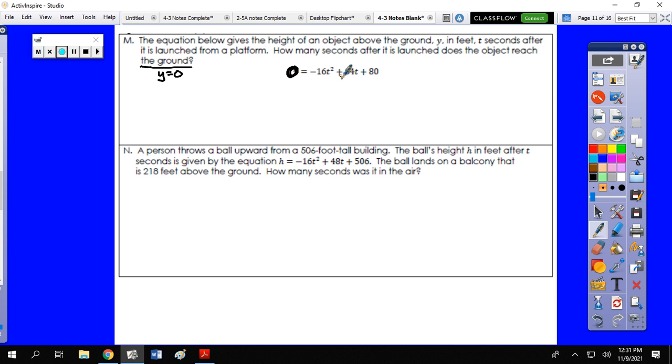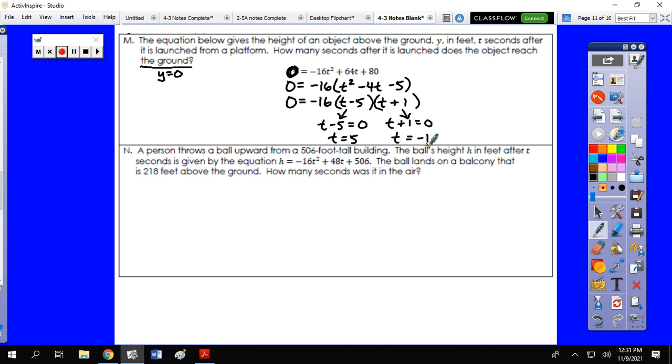Now there is a greatest common factor here, and that greatest common factor is 16. So I'm going to factor out a negative 16, which would leave me with t squared minus 4t minus 5. That trinomial factors again. Numbers that multiply to negative 5 and add to negative 4 would be negative 5 and positive 1. Meaning that my solutions would come from t minus 5 equals 0, or t plus 1 equals 0, t equals 5, or t equals negative 1.